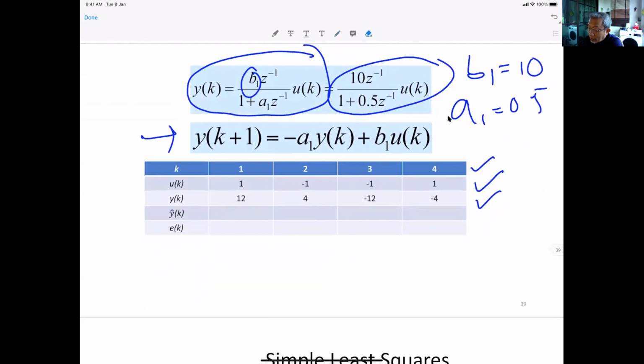Then we can find the error between the y and y cap. The error is the modulus of y minus y cap. So you can estimate the y, which is shown here, and then fill out the empty spaces as shown.